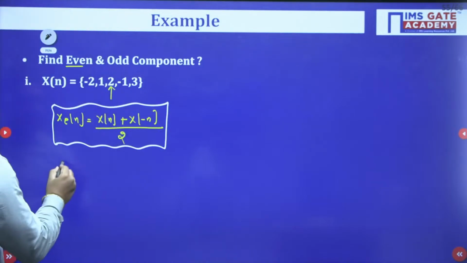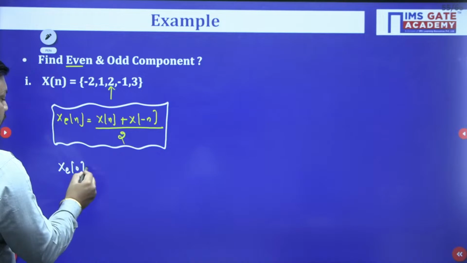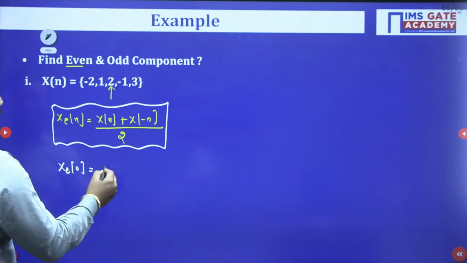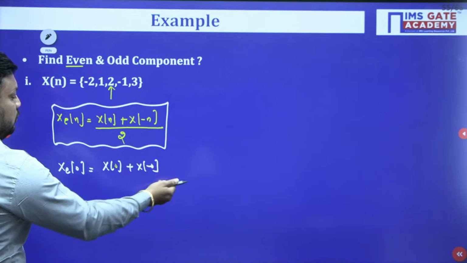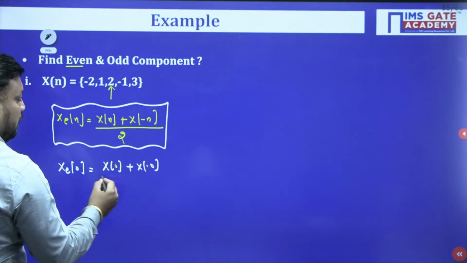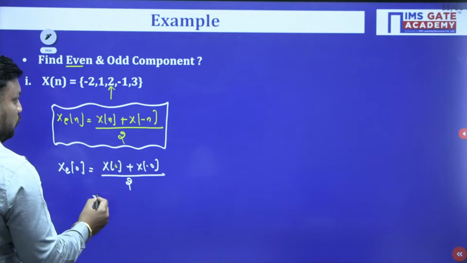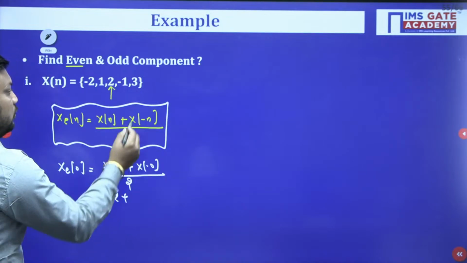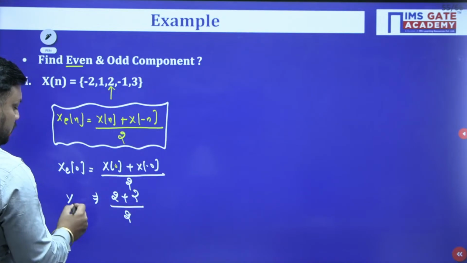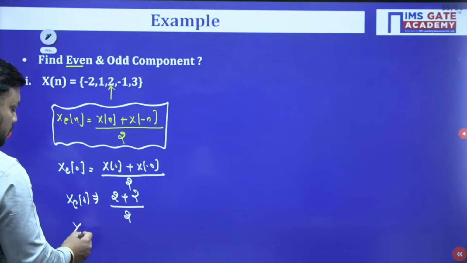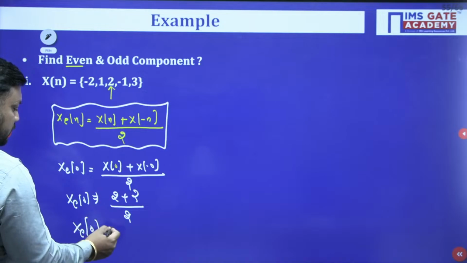Now tell me what is x even part of 0. If n equals 0, then the formula is x of 0 plus x of minus 0 upon 2. Don't you think the x of 0 value is 2, and x of minus 0 is nothing but x of 0 only. So again 2 upon 2. So this x even part of 0 is actually 2.